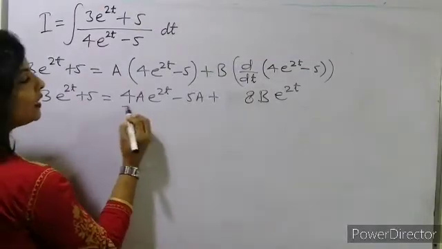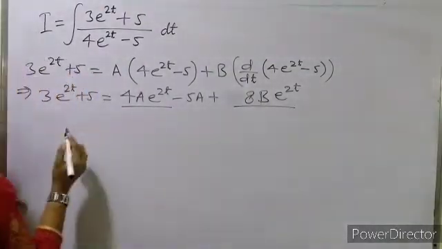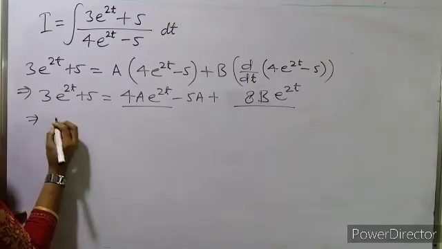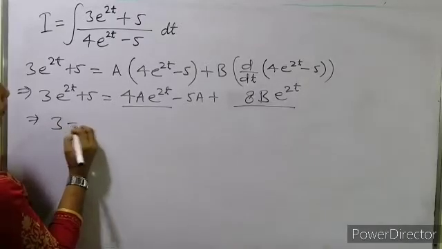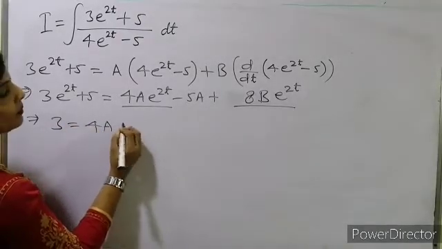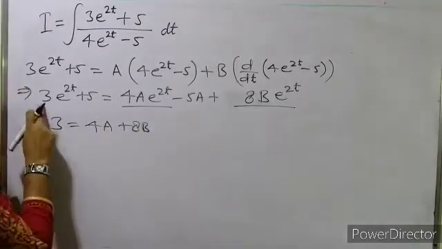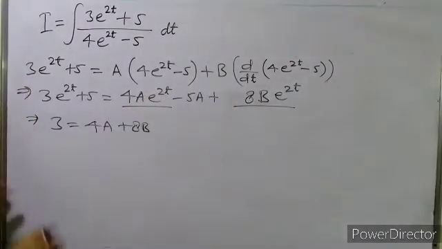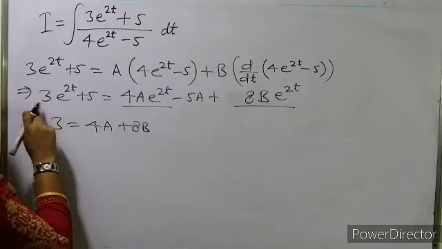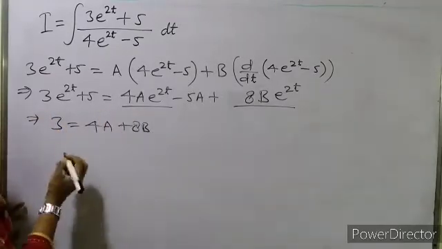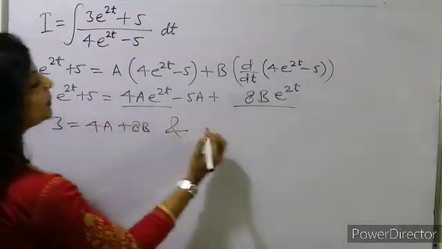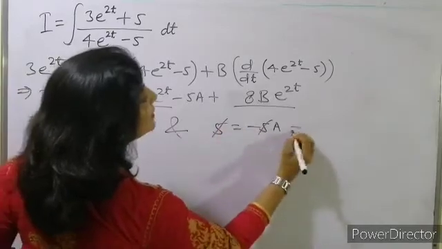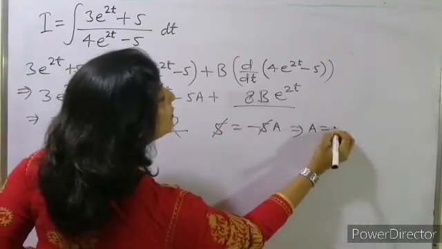Now in this one, e to the power 2t is there. In this one, e to the power 2t is there. It means 3e to the power 2t, so 3 will be equal to 4a plus 8b. Why? Because 3e to the power 2t should be equal to 4a e to the power 2t plus 8b e to the power 2t. So we'll remove e to the power 2t. 3 is equal to 4a plus 8b. Okay. Now 5 should be equal to minus 5a. So 5 cancels. It means a should be equal to minus 1.